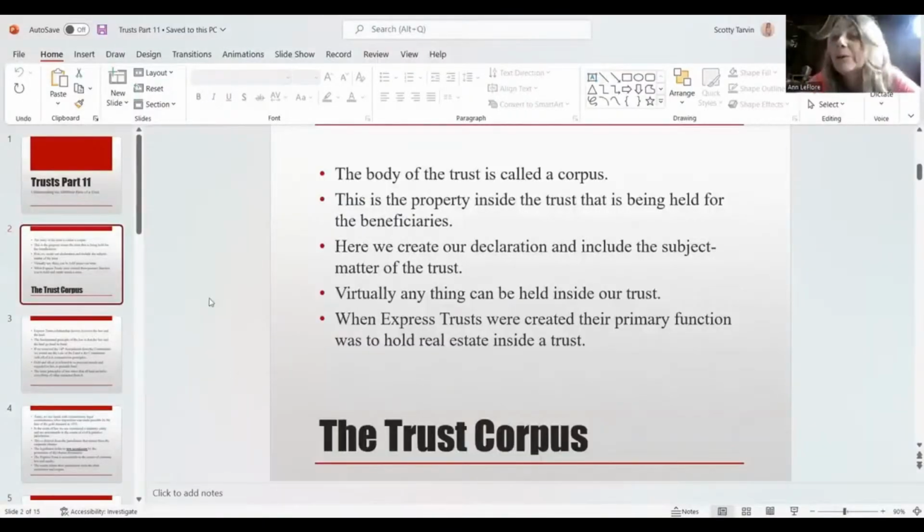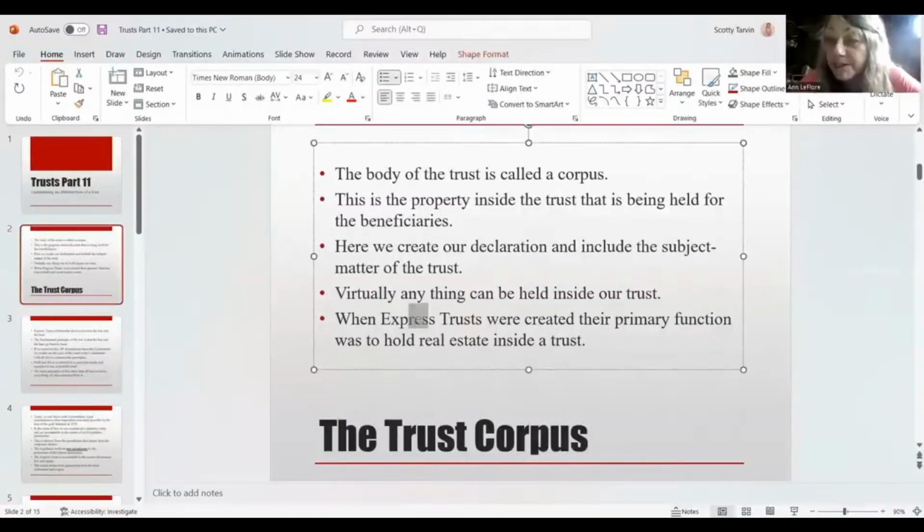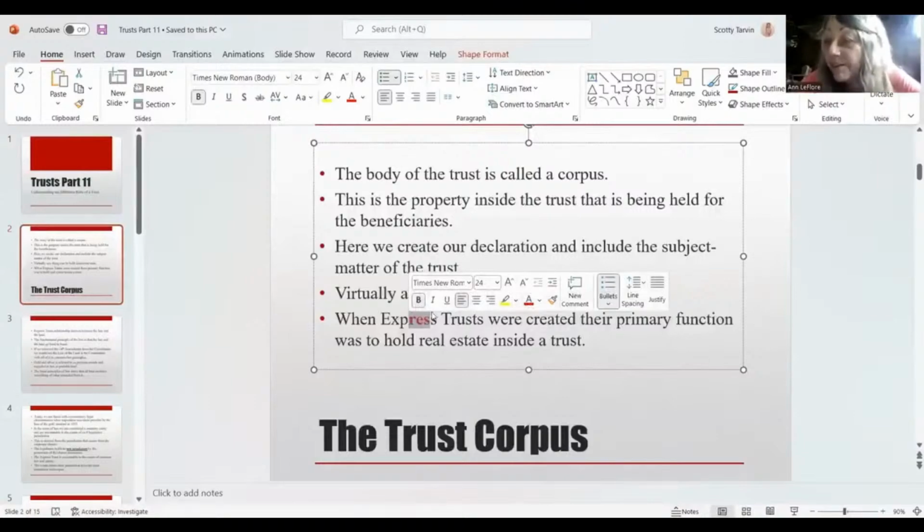Okay, so basically what we're talking about is res. We keep talking about the res of the trust. This is anything can be put inside the trust. We can move our furniture inside of the trust as long as we put it in our schedules, Schedule A and whatever. This is part of the trust. And the beneficiaries are the ones we leave everything behind to when we're dead.